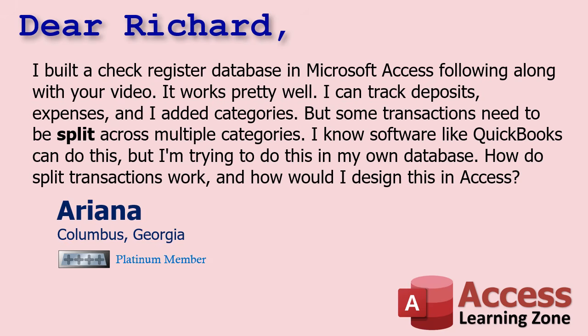Today's question comes from Ariana in Columbus, Georgia, one of my Platinum members. She says, I built a check register database in Microsoft Access following along with your video. It works pretty well. I can track deposits, expenses, and I added categories. But some transactions need to be split across multiple categories. I know software like QuickBooks can do this, but I'm trying to do this in my own database. How do split transactions work, and how would I design this in Access?